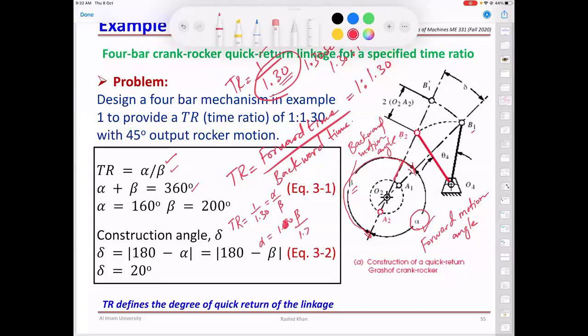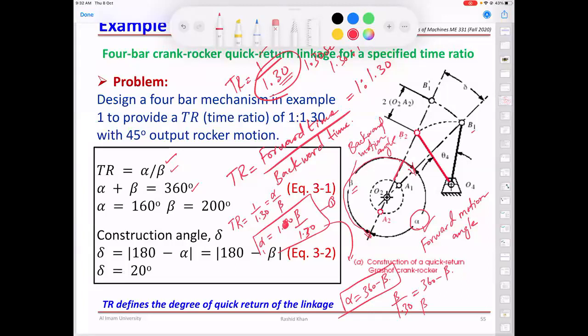I'm sorry, 1.30. Okay, divide by, right? So this is the first equation we have. And the second equation is this one from 360. I'm sorry, so this is the first equation. Now I can write the second equation, alpha equals 360 minus beta, right? Okay. So you can compare both equations here. So beta over 1.30 equals 360 minus beta, okay?